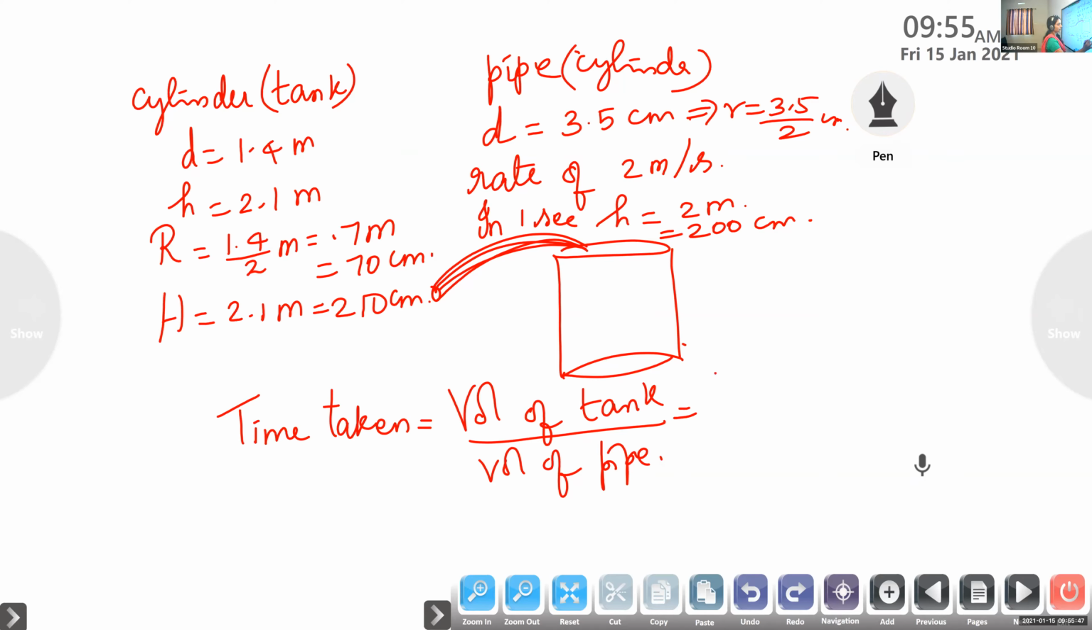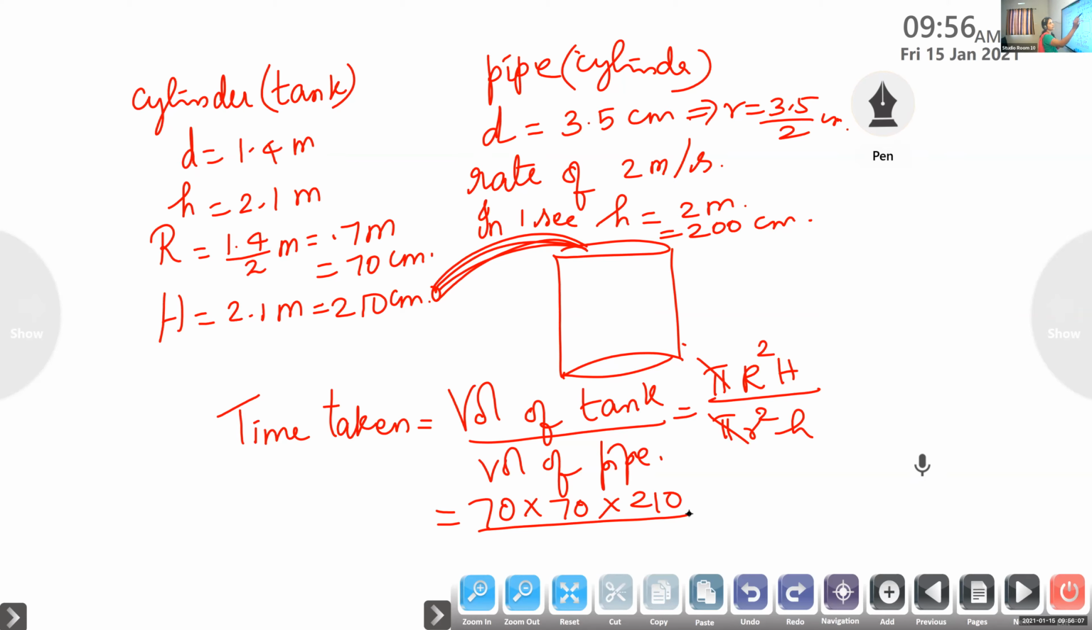So volume of the tank is pi R square H, by volume of the pipe, pi small r square h. Pi gets cancelled. What is R square for the tank? The radius is 70, so 70 into 70 into height 210, by small r square h. Small r is 3.5 by 2 into 3.5 by 2 into height 200. Simplify this and find out what is the time taken.